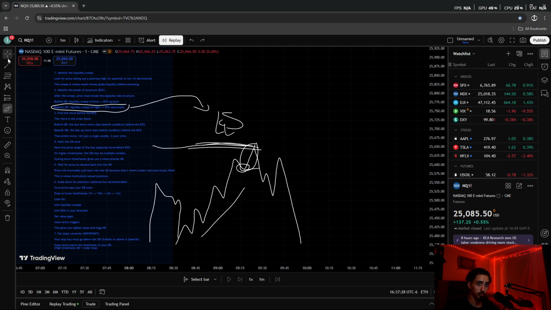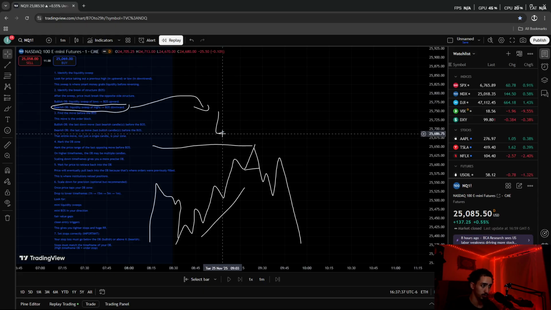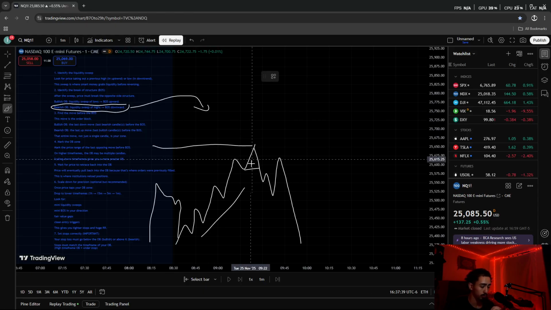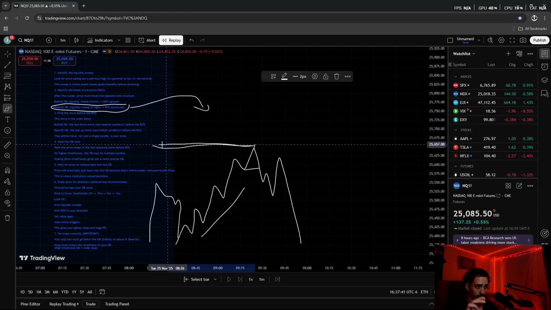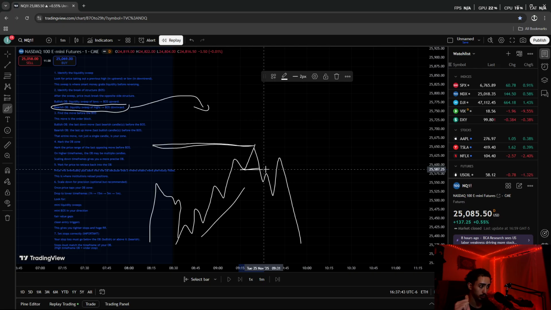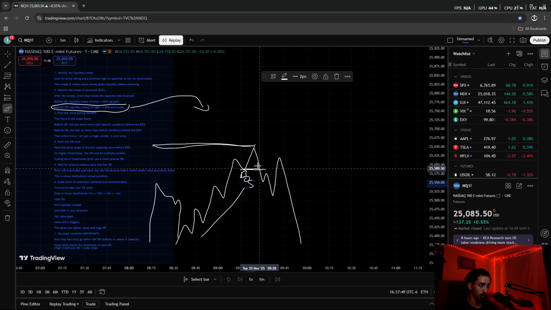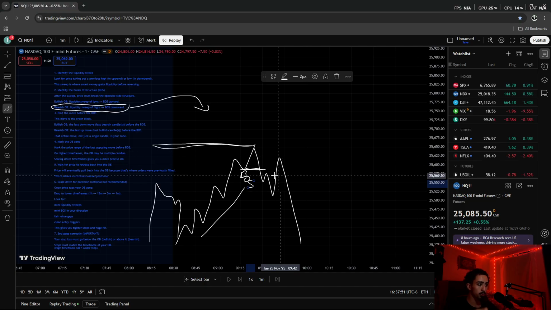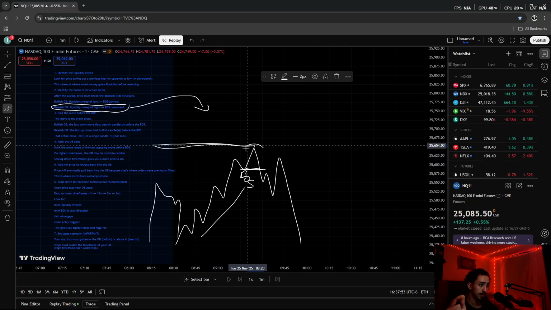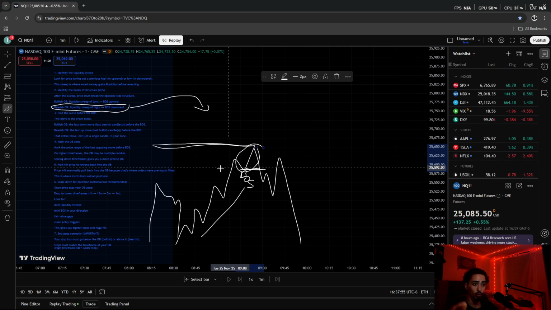Let me erase some things because it's getting kind of hectic. All right. So what are we looking at right now? We got our liquidity sweep up here, okay? We got a break of structure down here. All right, so this is our BOS, break of structure. The move right before the break of structure. This move right here is your order block.